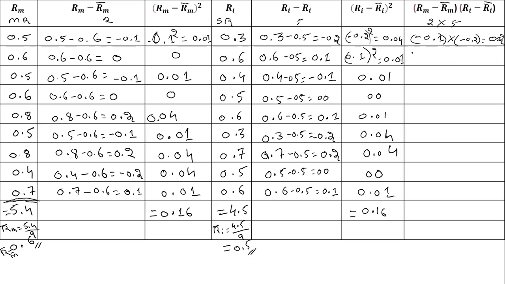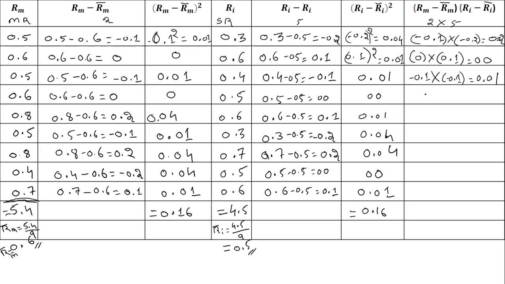So for the next one, we have 0 multiplying with 0.1. So we will get 0. Now coming to the third one, that is minus 0.1 into minus 0.1. So we will get plus 0.01.